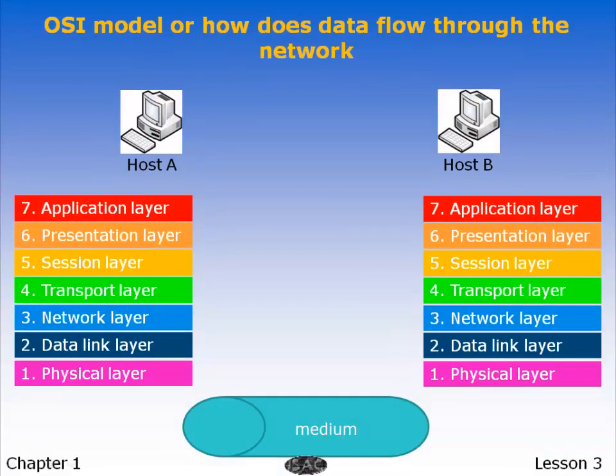Now, do you remember how data flows through the network from host A to host B? Of course, data flows down to the physical layer at the sending end, and at the receiving side it flows up from the physical layer, from the first layer to the 7th layer, the application one. Each layer adds its own header and sends this bigger packet to the next layer. And that's how the communication happens.